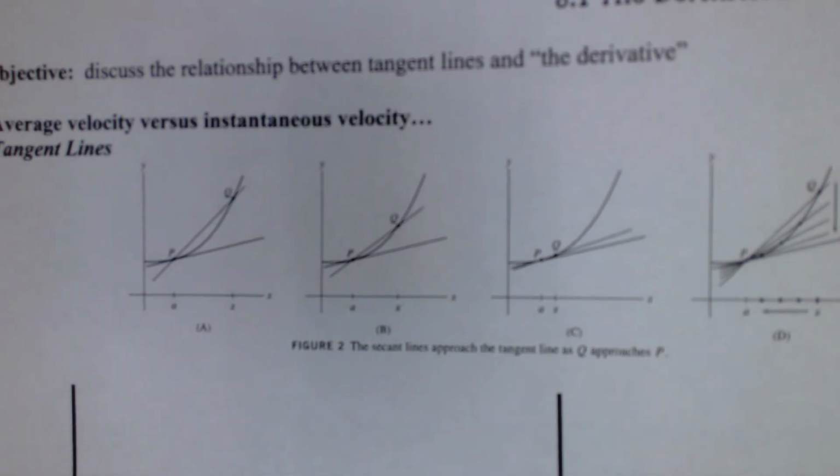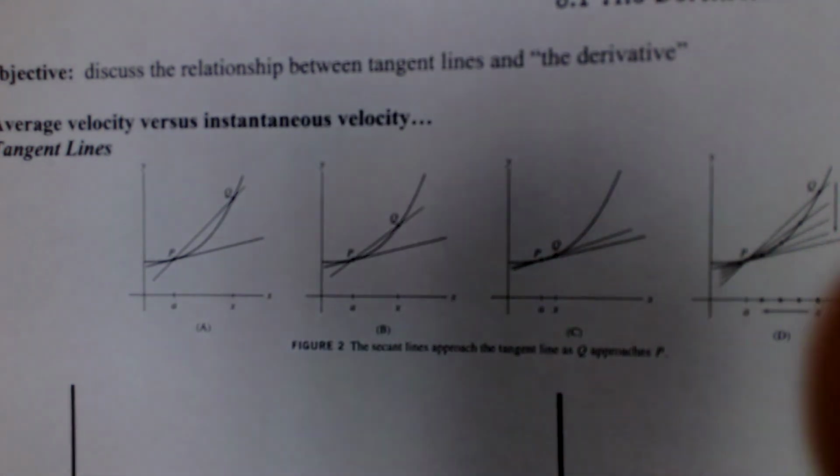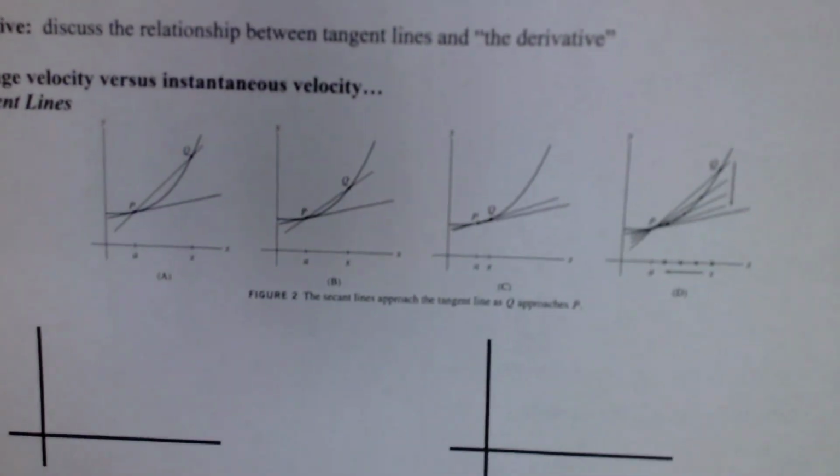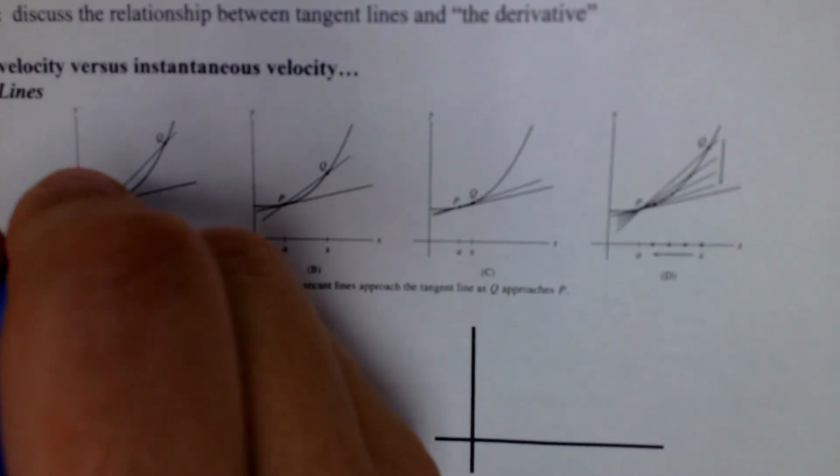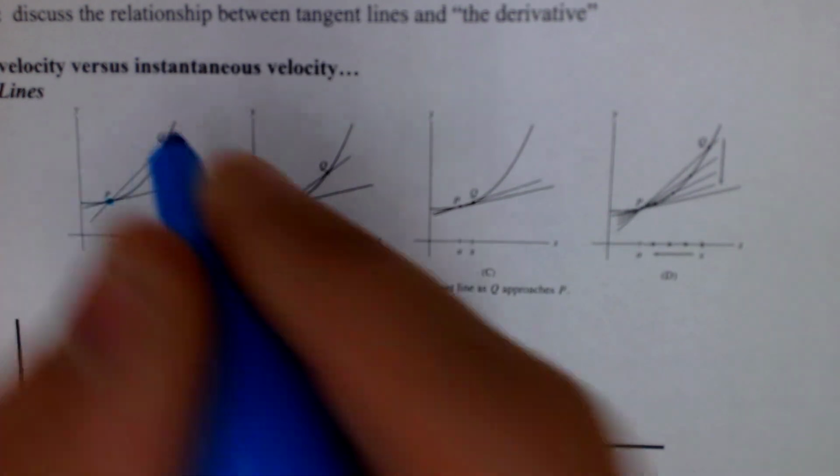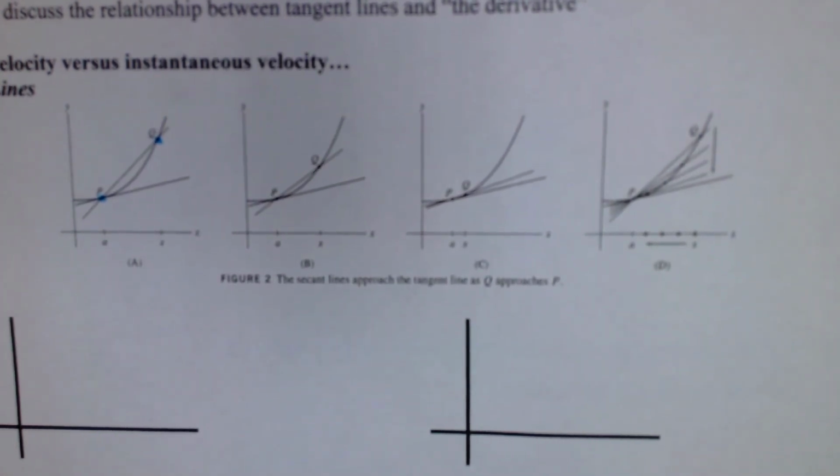So if I pick 2 points on the line, let me see if I can readjust slightly, okay? So if I pick points P and Q, this is what we would call a secant line that connects those 2 points. Secant lines were average velocity. So that's when we would simply find the slope between the two values.